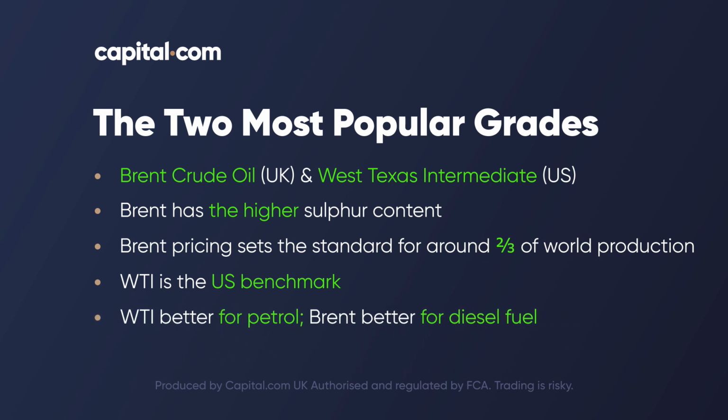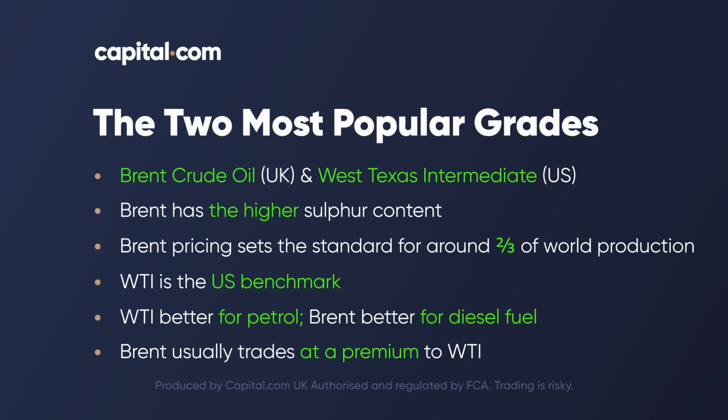Broadly speaking, WTI, the US version, is better for petrol production. Brent tends to be better for diesel fuel production. Historically and at the moment, Brent usually trades at a premium to WTI, so it tends to be priced slightly higher in the market than the West Texas Intermediate grade of oil. But they do tend to move in lockstep.